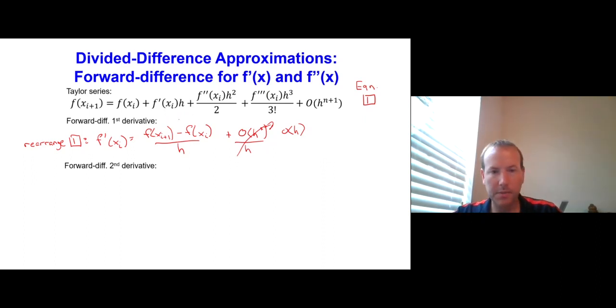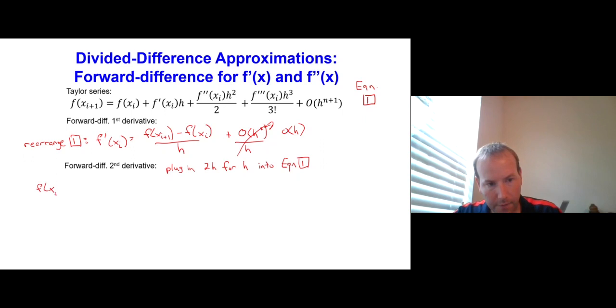And you can also use a similar approach to estimate the second derivative of f. And so what we're going to do here is play a trick, and we're going to plug in 2h for h into equation 1. Okay, so we're going to call this equation 2.